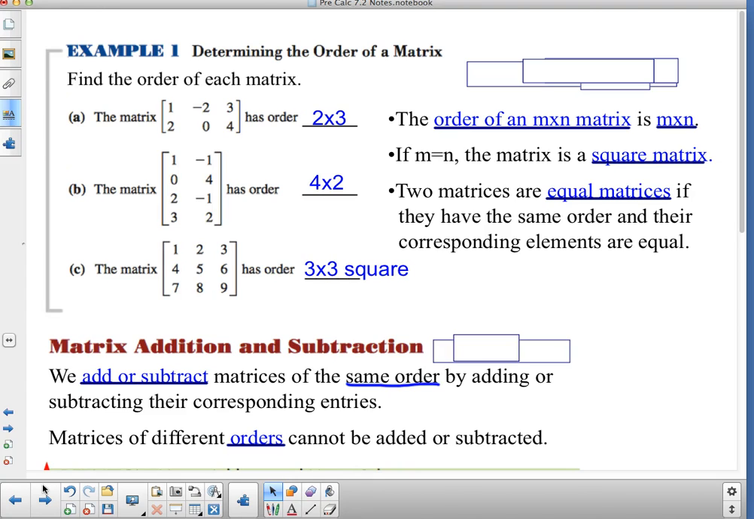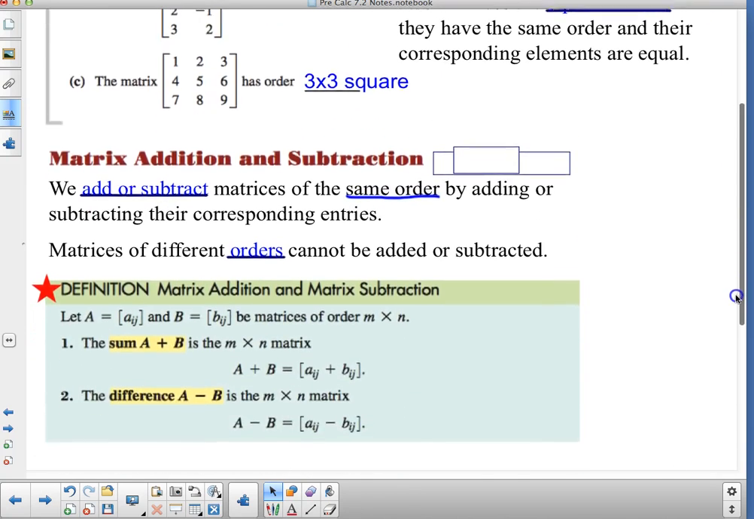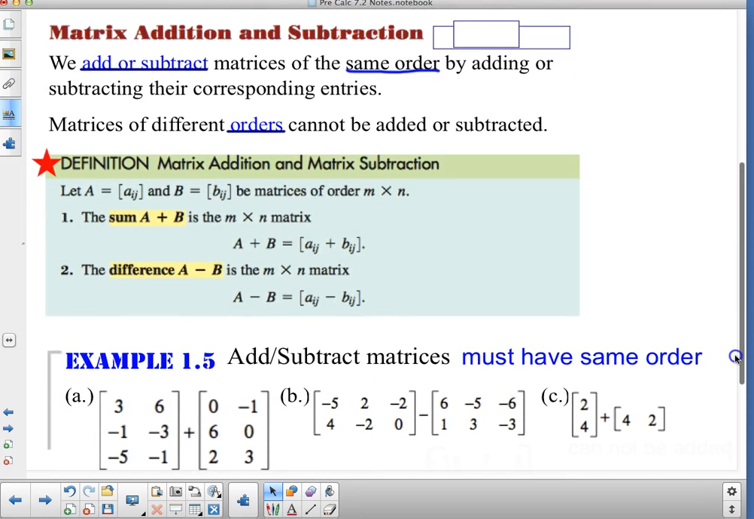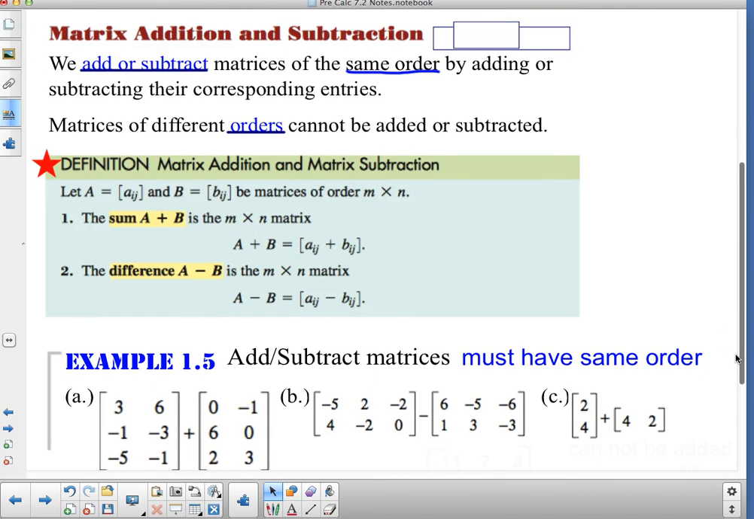Now, to stay with the idea that matrices can be used for crunching numbers, matrix addition and subtraction. We can add or subtract matrices of the same order, and remember, it has to be the same order. There's a one-to-one correspondence with this add and subtract because I've got to have the same row, column correspondence. Otherwise, I've got an issue.